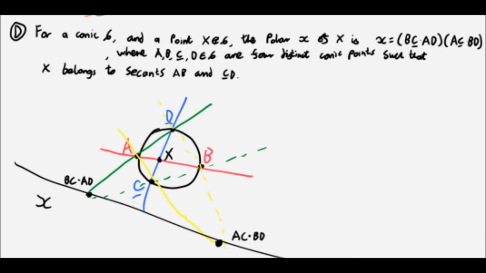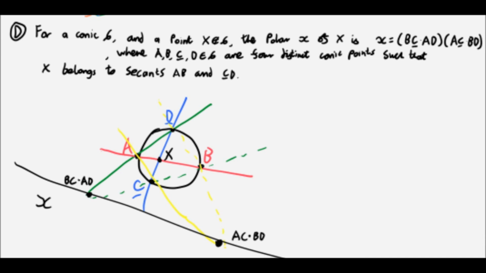And if we instead want to find the pole of a line, we can do that fairly easily using duality. So if we just pick a couple of points on that line, say A and B, and work out where the polars of A and B are, then the intersection point of those polars is going to be the pole of that line. Okay, so that's a bit about how to construct polars and poles.